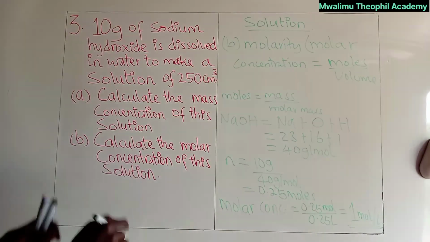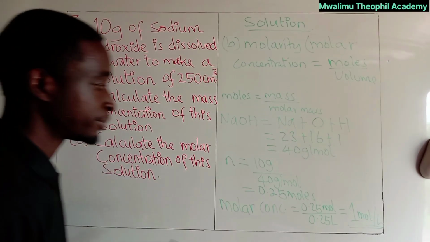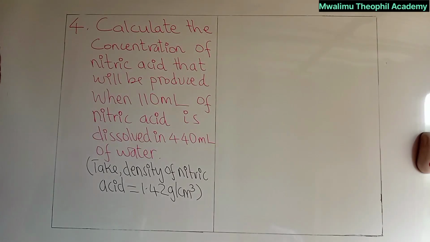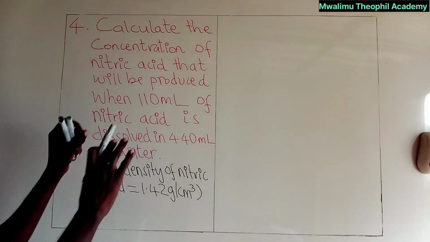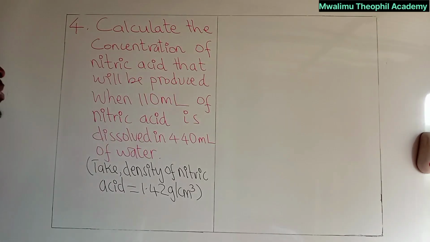After that, let's go to our fourth example. This is a fourth example. It states: calculate the concentration of nitric acid that will be produced when 110 milliliters of nitric acid is dissolved in 440 milliliters of water. Take the density of nitric acid to be 1.42 gram per centimeter cubic. Now, let's see the solution for this problem.